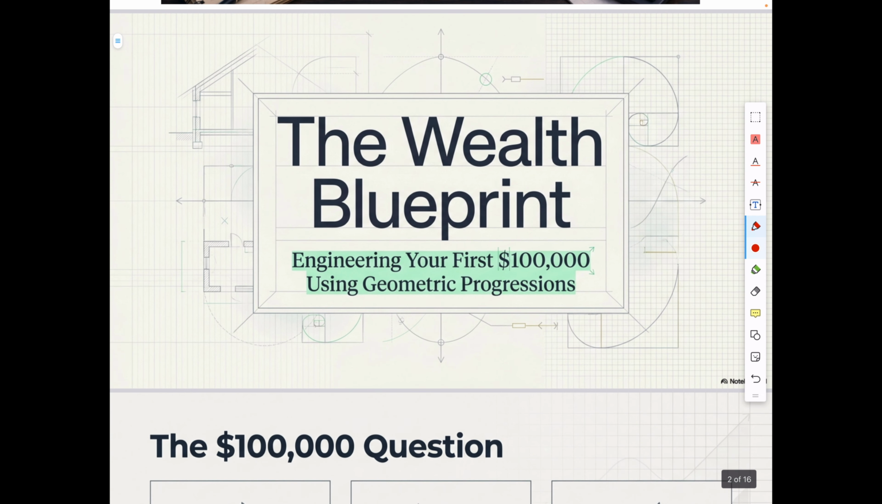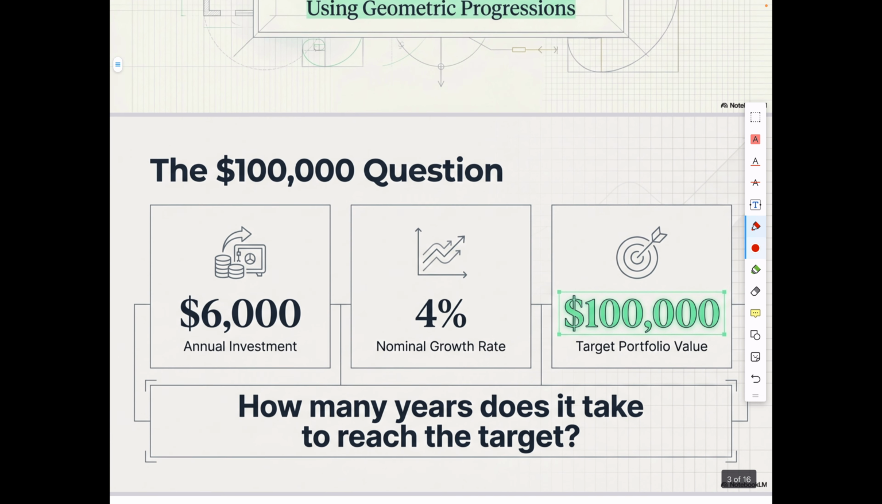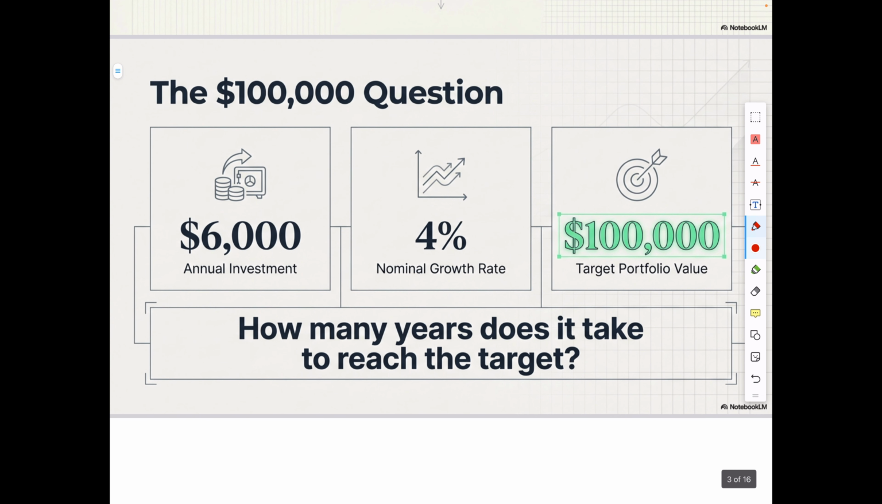So how do I actually do that? I'm going to use what we call the geometric progression. Previously it was arithmetic, now it's geometric progression. Again, it's a very common question in the A-level H2 Maths syllabus to ask this kind of question. So let's start with this assumption.